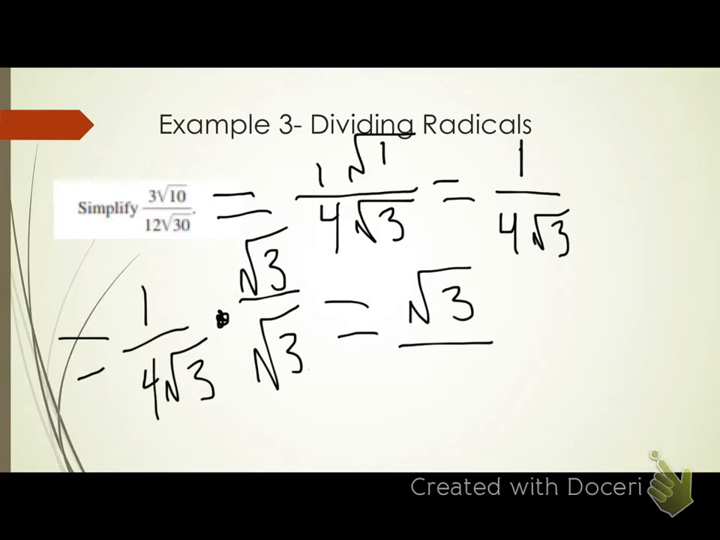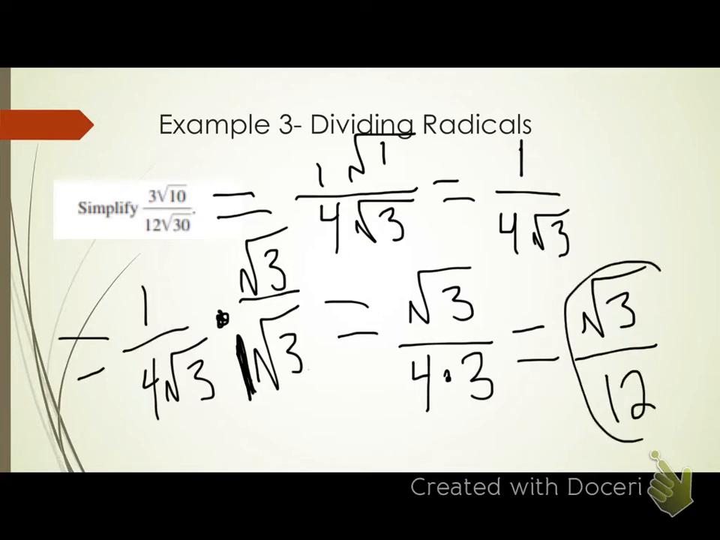Downstairs, remember, if I have a number outside the radical, I multiply them. There's understood to be a 1 there. 4 times 1 is 4. And remember, when I do the square root of 3 times the square root of 3, I'm just going to get 3 out of that. Square root of 3 times the square root of 3 gives me the square root of 9, which just turns into 3. Now I can simplify this a little bit. I get the square root of 3 over 12. And there'd be my answer.